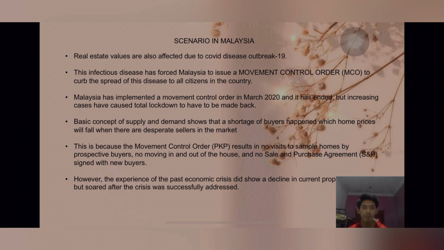The basic concept of supply and demand shows that when there is a shortage of buyers, home prices will fall when there are desperate sellers in the market. This is because the Movement Control Order, MCO or PKP, results in no visits to sample homes by prospective buyers, no moving in and out of houses, and no sale and purchase agreements with new buyers. However, the influence of past economic crises showed a decline in the current cycle, but a recovery after the crisis was successfully addressed.